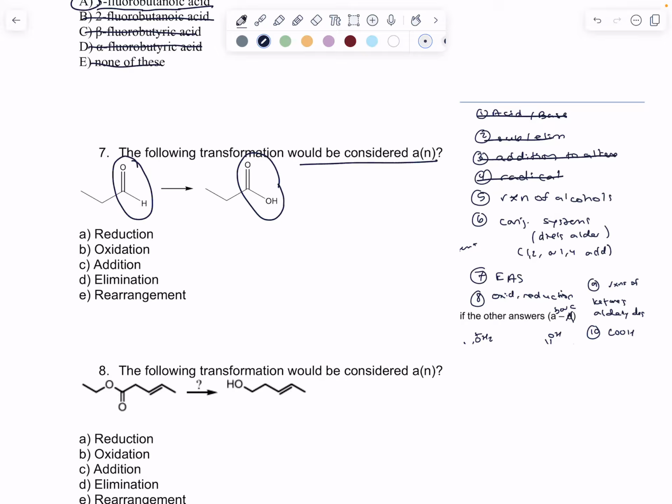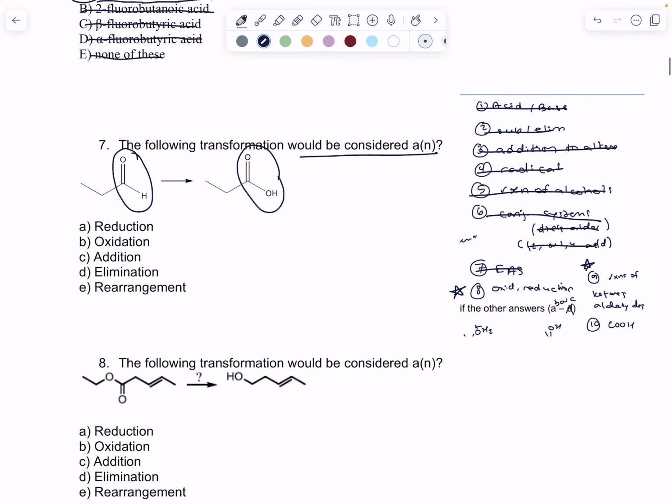Reaction of alcohol, we don't have an alcohol, so not that. Conjugated systems, we don't have a conjugated system, so not that. Electrophilic aromatic substitution, no benzene, so not that. Oxidation reduction, ding, ding, ding. I'm seeing we have 1 bond to oxygen, now we have 2 bonds to oxygen. That's a possibility. Reactions of ketones and aldehydes, also ding, because we start with an aldehyde and end up with a carboxylic acid, and that's the last question as well, the carboxylic acid.